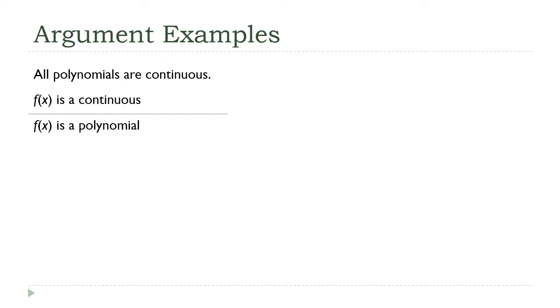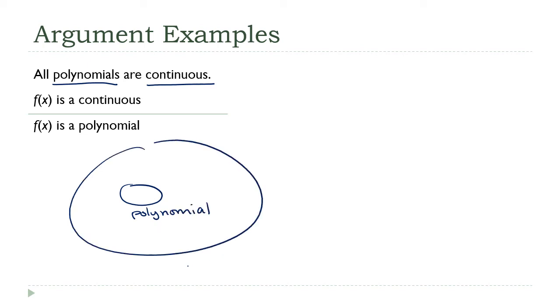All right, so I'm gonna draw my circles here, right? I have two categories of functions. I have polynomial functions and continuous functions. And I know that all polynomial functions fall into the continuous function group. All right, so this is what my diagram looks like.